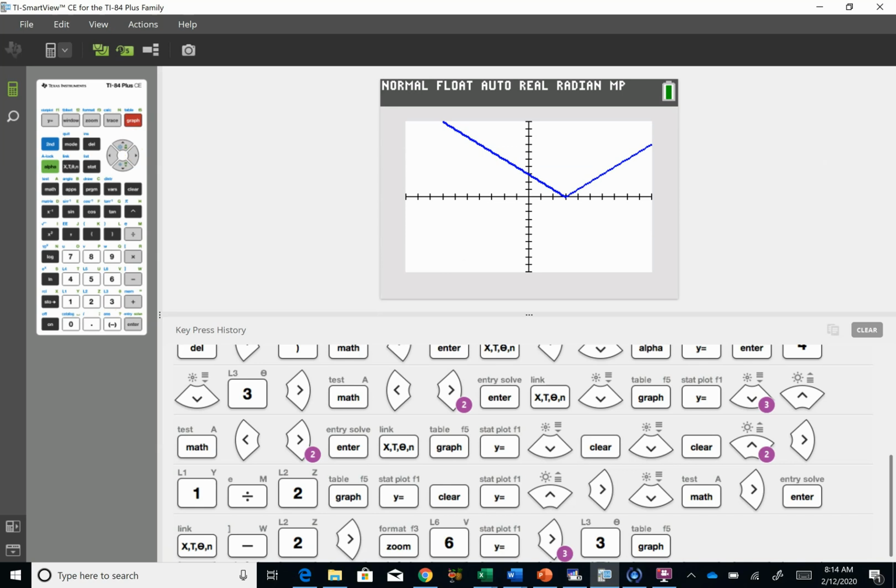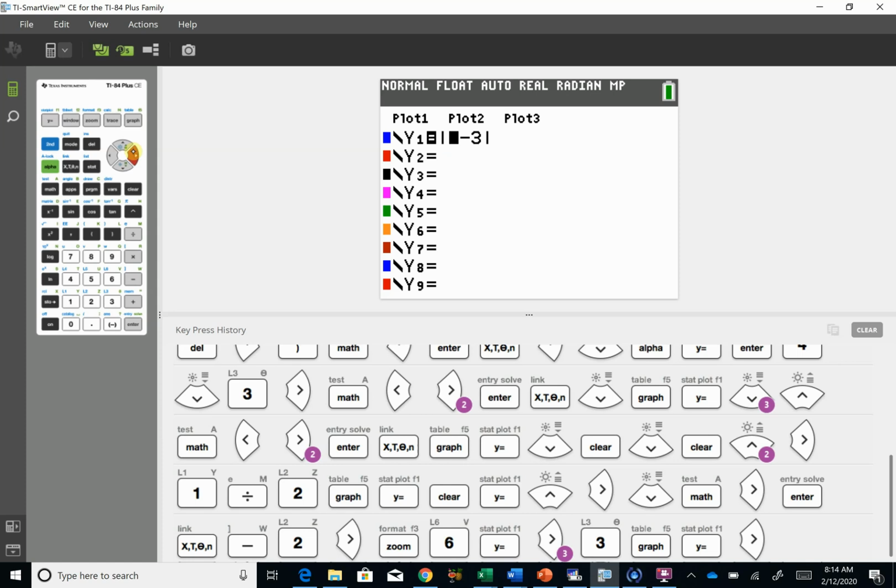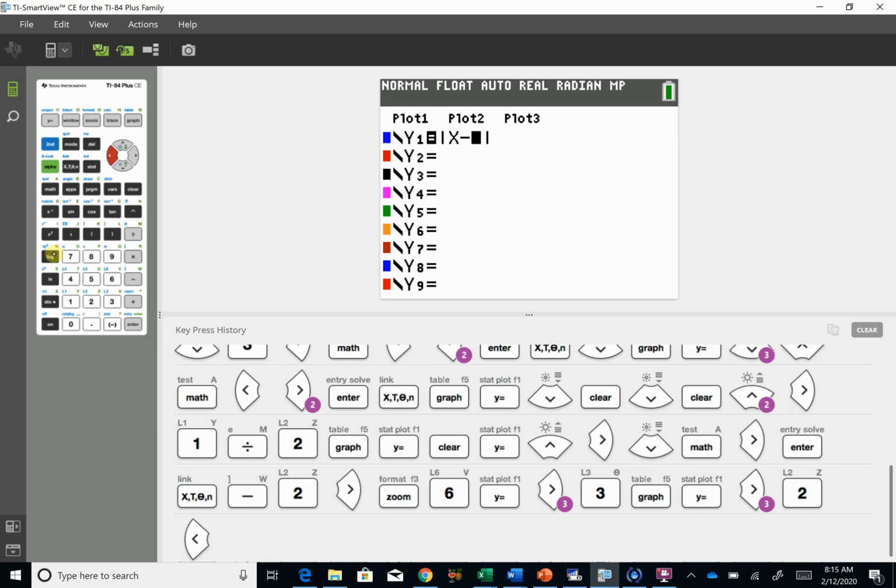So by making that a 3, and again to change that, sorry, I probably did that kind of quick. Go to your y equals. Put your cursor on top of your 2, and make it a 3. Go ahead and press graph.